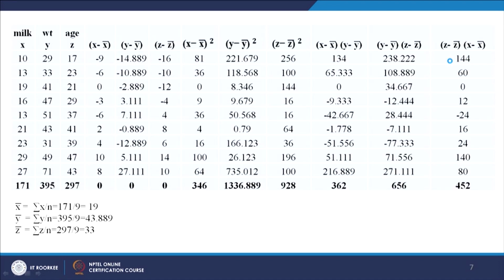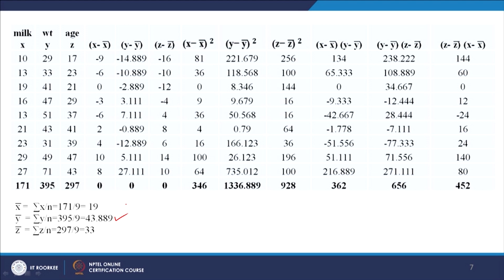Now let us take x minus x bar. x bar is 171 upon 9, as there are 9 respondents or values, so it is 19. So x minus x bar: 10 minus 19 is minus 9, 13 minus 19 is minus 6, 19 minus 19 is 0, and it goes on. Similarly for y minus y bar, what is the y bar?